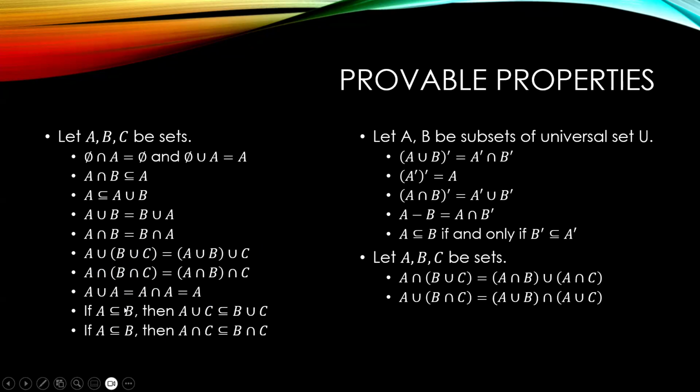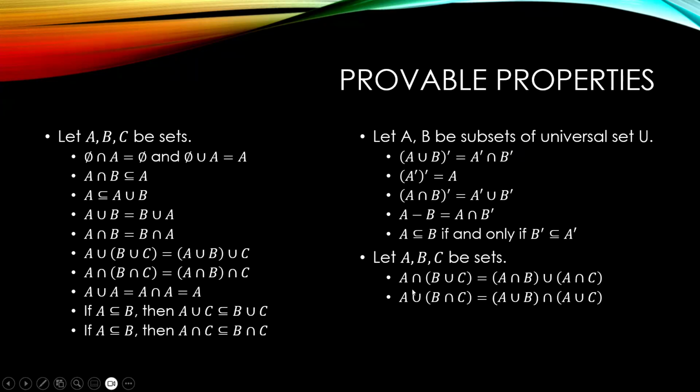And then if A is a subset of B, then A union C is a subset of B union C. And the same goes for the intersection. Essentially, that's a way to restrict something if we need to. We also have properties related to the complements. And if you'd like, here they are.